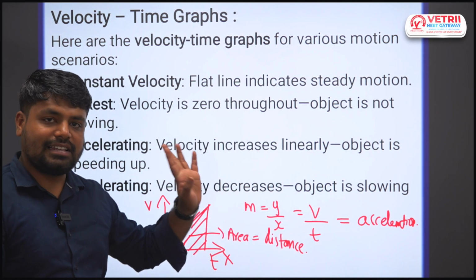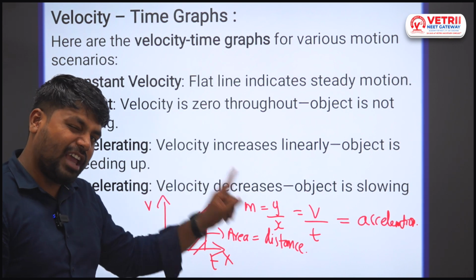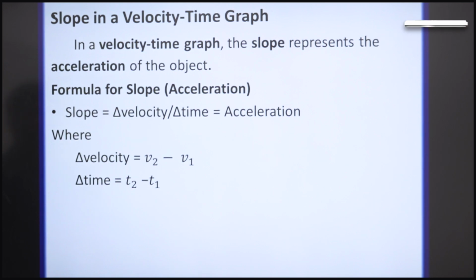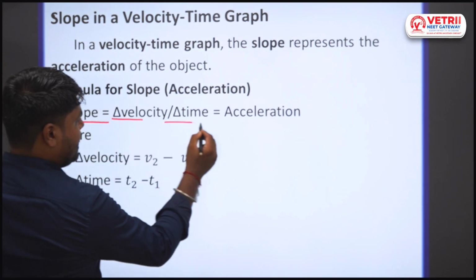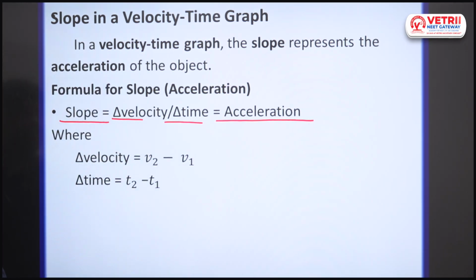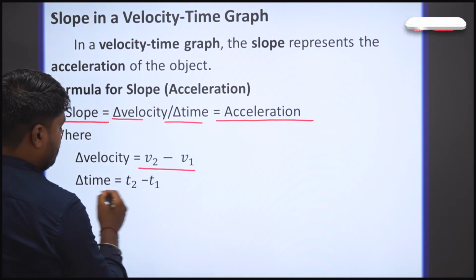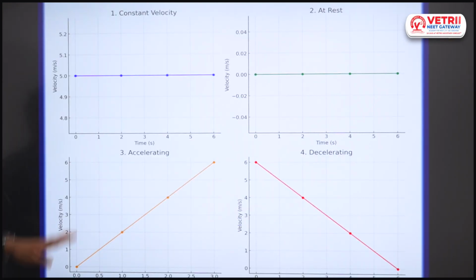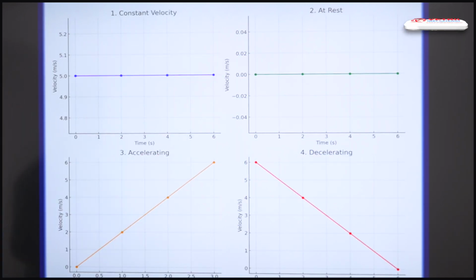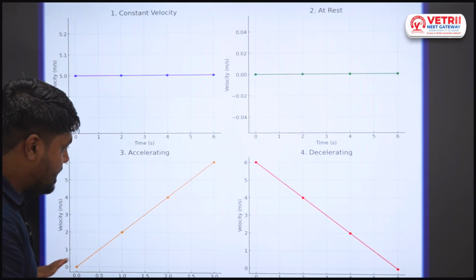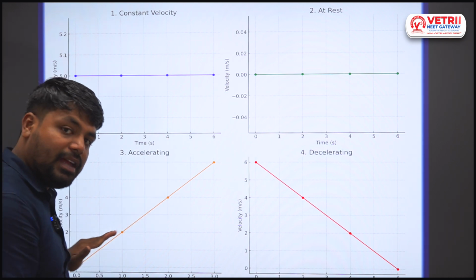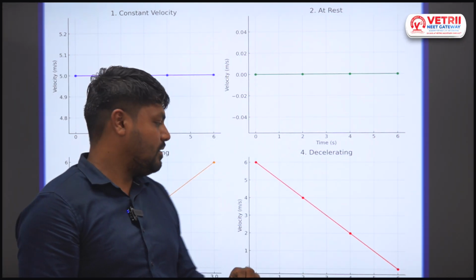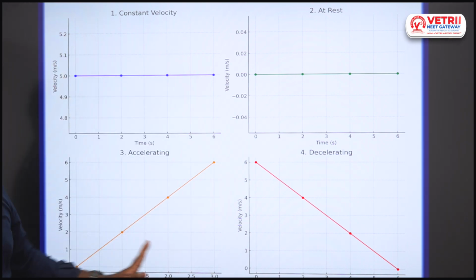Now focus on acceleration. In the VT graph, slope is equal to velocity by time, which gives you the acceleration. Velocity is V2 minus V1, time is T2 minus T1. We will see the different cases: constant velocity, at rest, accelerating, when the velocity is increasing, and decelerating, when the velocity is decreasing.